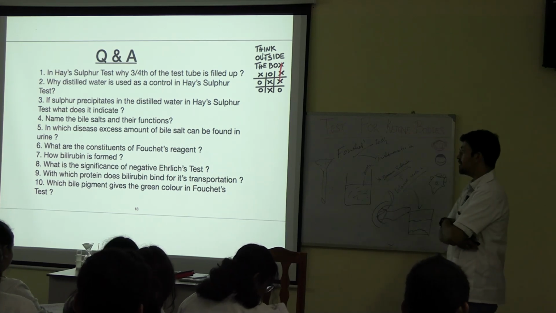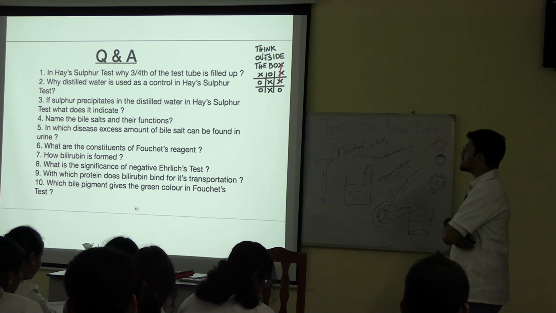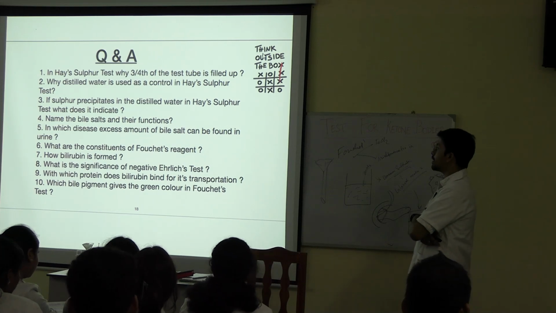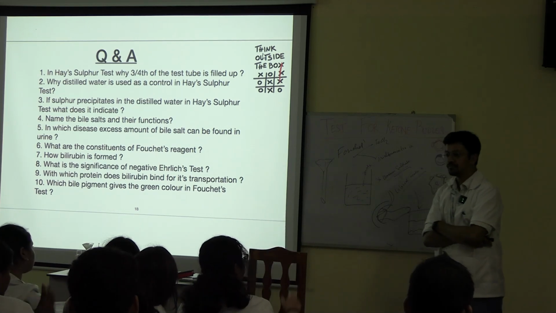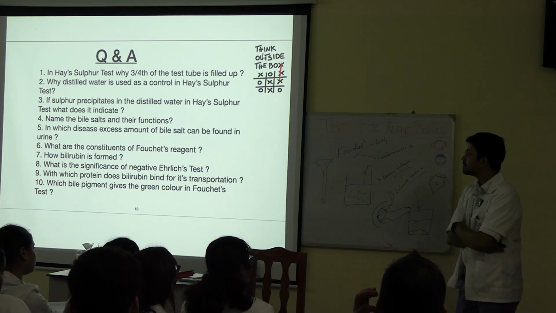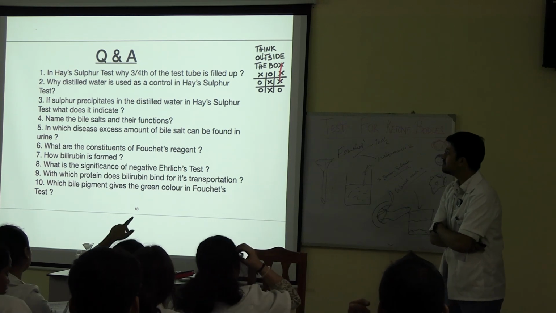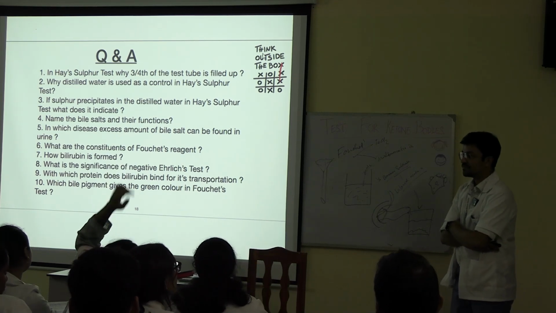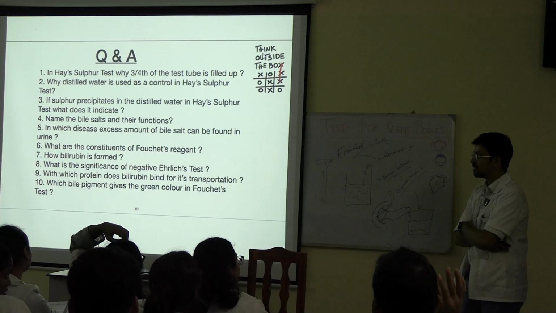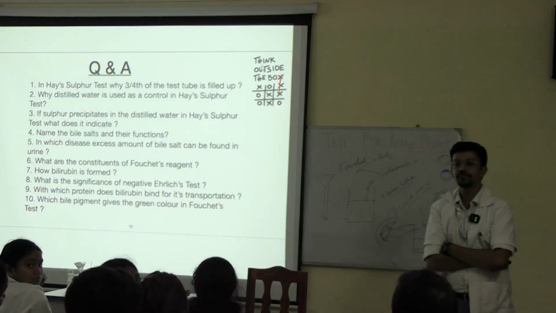Okay? Sit down. If sulfur precipitates in the distilled water in the Hay's sulfur test, what does that indicate? Already covered. Tell. Bile salts. Yeah.